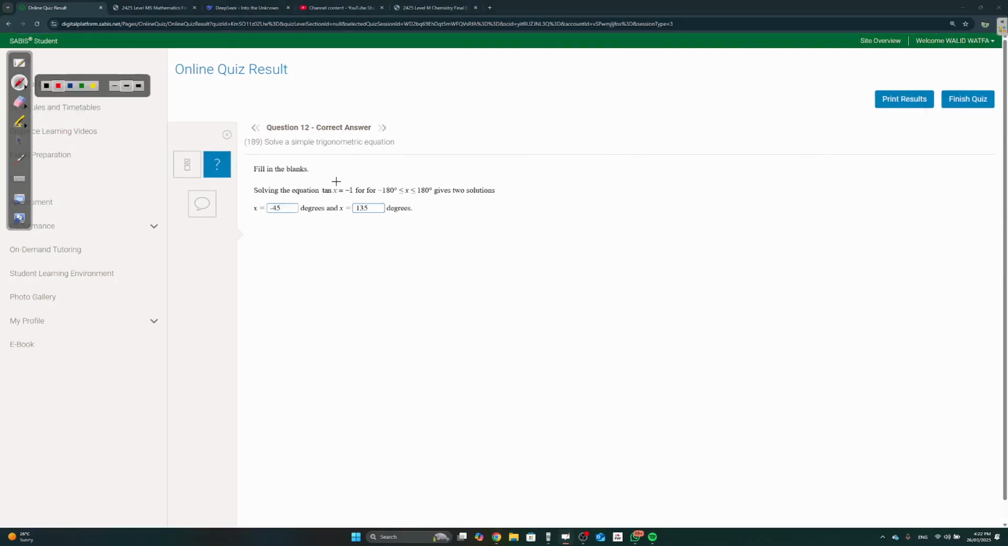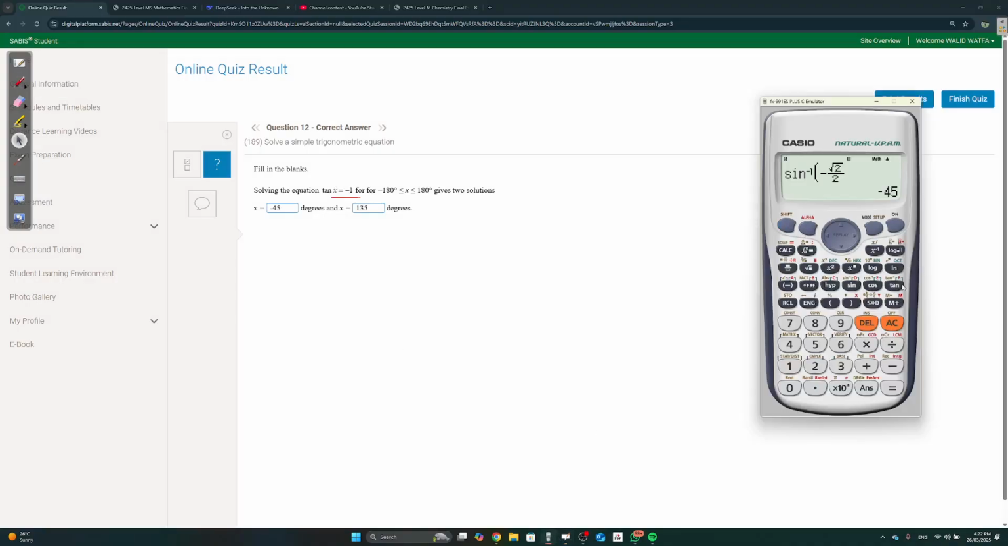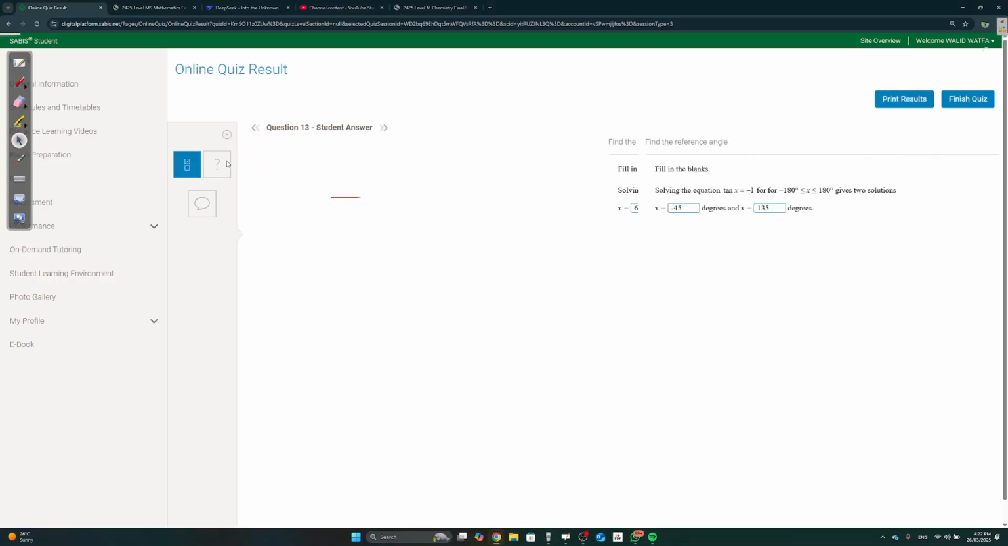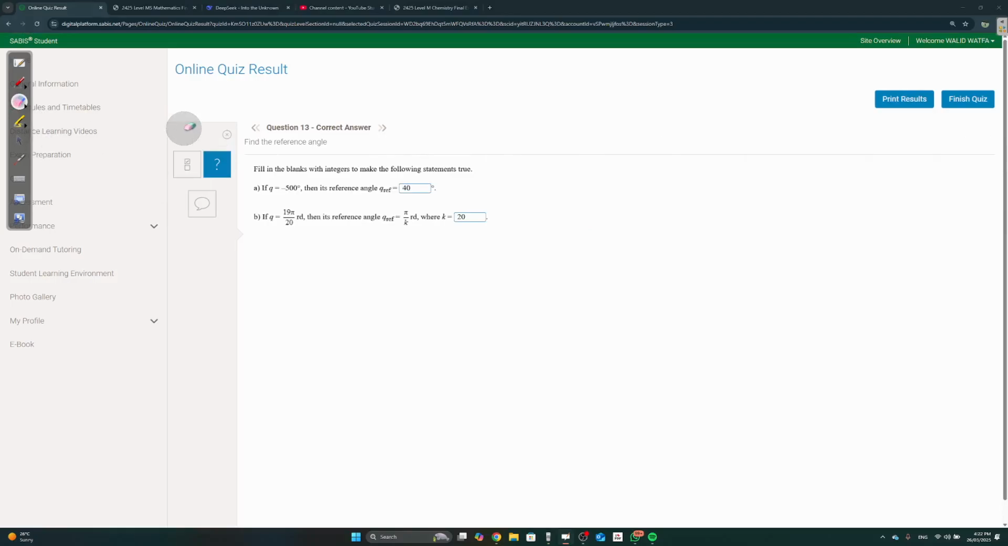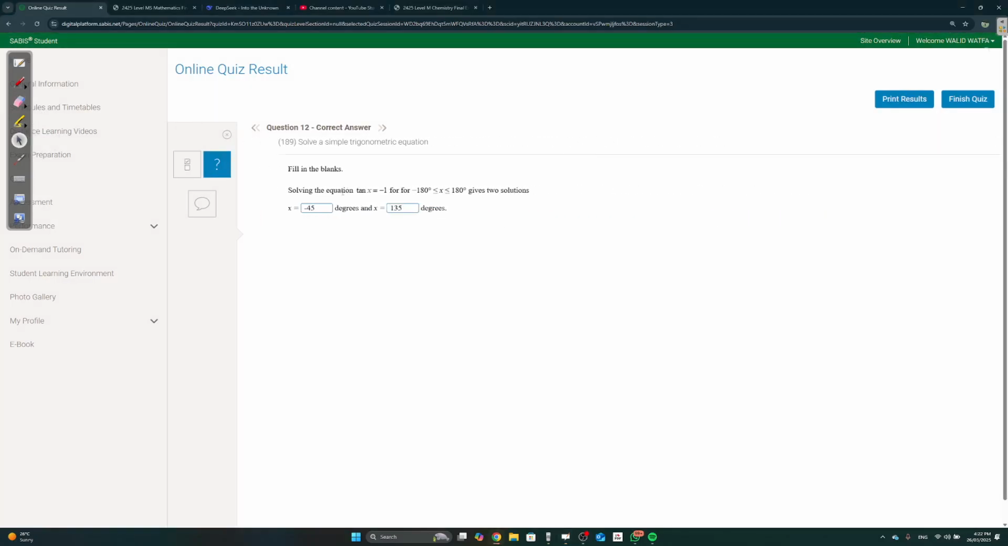That's my job. Solving the equation tan x is equal to minus 1, just do shift tan minus 1. You get minus 45. And what's the other solution? Always for tan, what do you do? You do plus 180, right? So you get 135. They both fit the domain. Very easy.